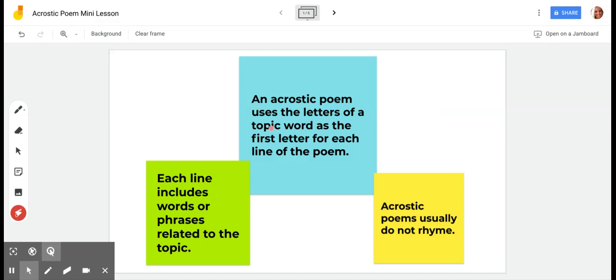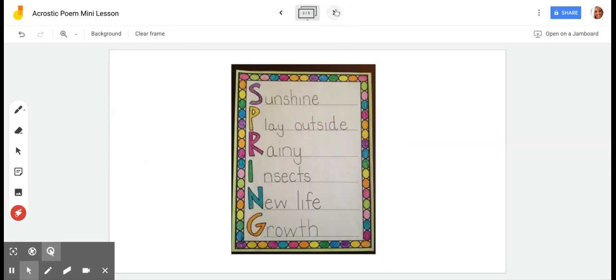An acrostic poem uses the letters of a topic word as the first letter for each line of the poem. Each line includes words or phrases related to the topic, and something different about acrostic poems, they usually do not rhyme. So let's look at an example of an acrostic poem.